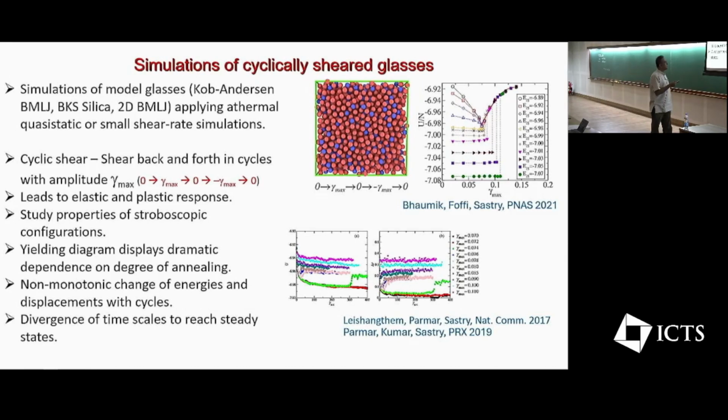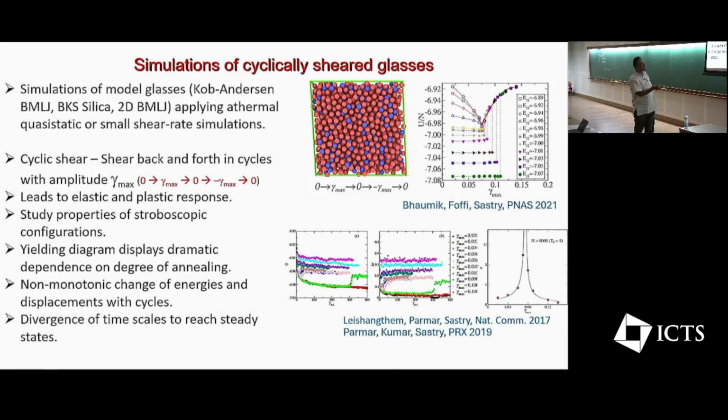If one looks at the energies of these systems, there's something missing here. Okay. If one looks at the energy, that was not intentional.